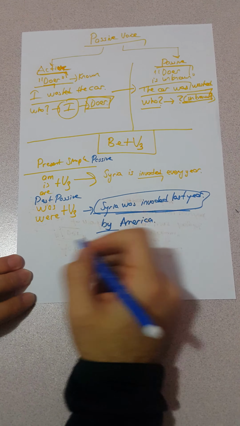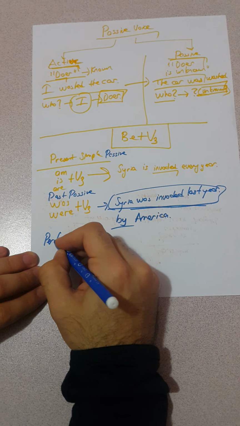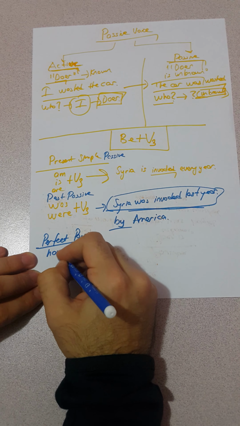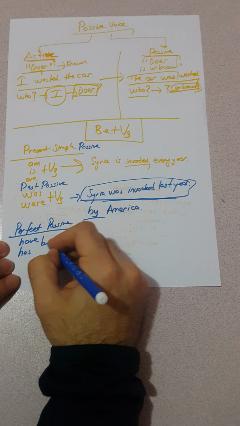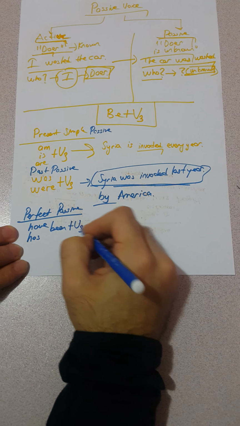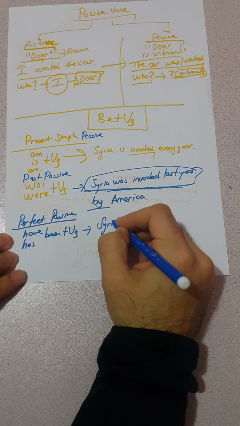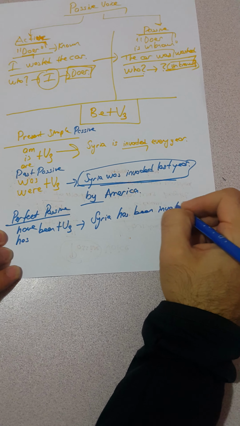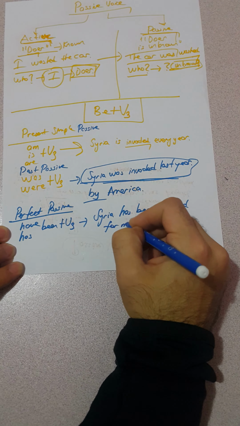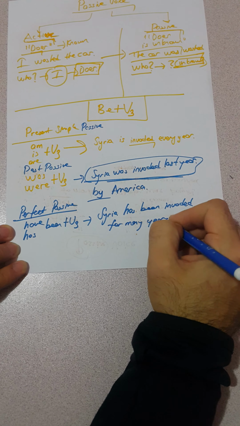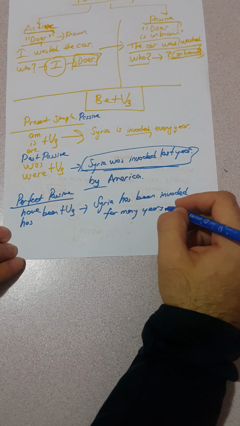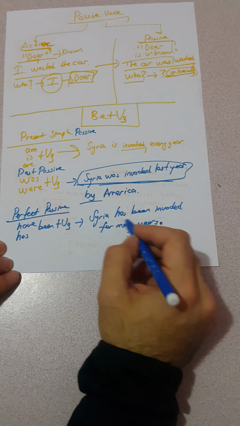For example, if we are making perfect passive, this time it becomes has been plus verb 3. For example, Syria has been invaded for many years. So for many years there has been a conflict and many different countries have been invading it. That's why we are using this structure, has been invaded.